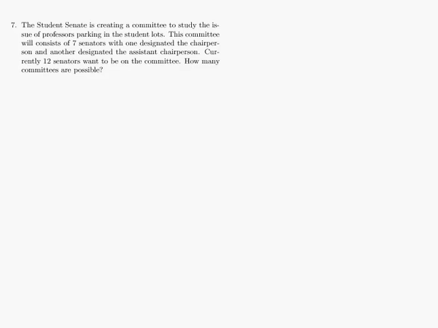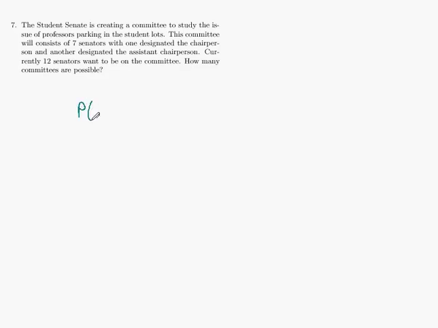The Student Senate is creating a committee to study the issue of professors parking in student lots. This committee is going to have 7 people on it. Now, one of these people is going to be designated the chairperson, another is designated the assistant chair, so we have 2 of these people have titles. And currently 12 people want to be on the committee. And we want to know how many different committees are possible.